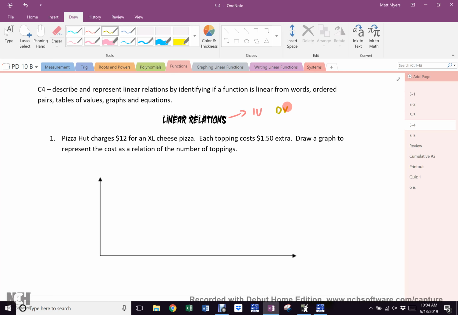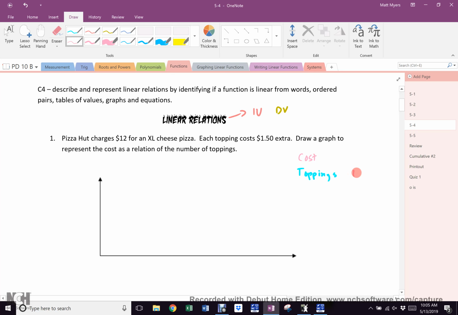I will allow you to read it silently to yourself. After that, you will tell me what are the two variable values. Don't tell me which is which. Just tell me the two variable things. And what are they? What is one of the things in this relationship that will change? Colin. The cost will change. What is the other thing in this relation that will change? The toppings. Excellent.